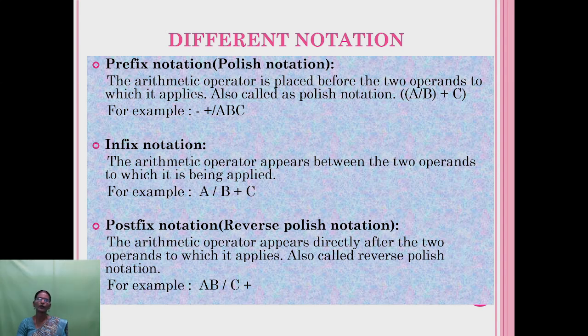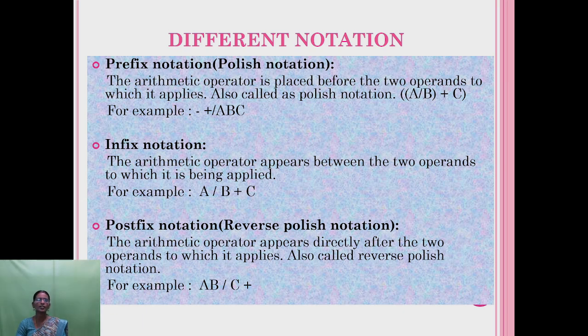So this way we perform prefix notations. Another thing is postfix notation. It is the reverse of Polish notation, so this is reverse Polish notation. How to write it? In prefix notation, first the operator is placed, then only the operands are placed. But here, first we write the two operands, then only we place the operator.